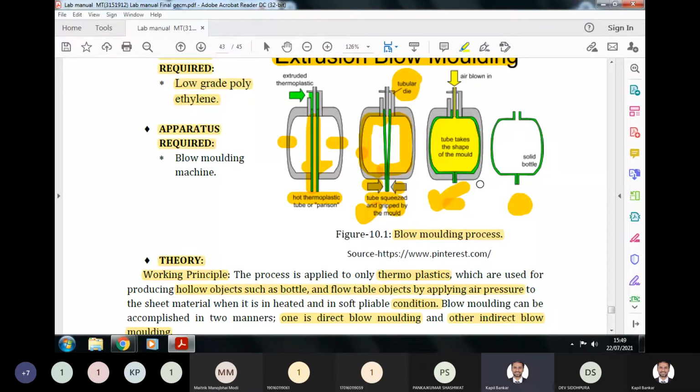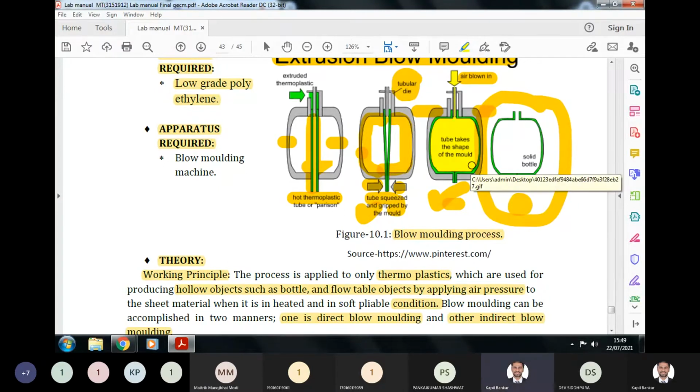From the top you have to blow the air. It is hot compressed air, so it can be inserted over here. So this tube will stick to the wall of the die. Then just open the die and remove your product. This is your product, so remove it. After cooling it down, you just open the die and you will get your product made by the blow molding process.